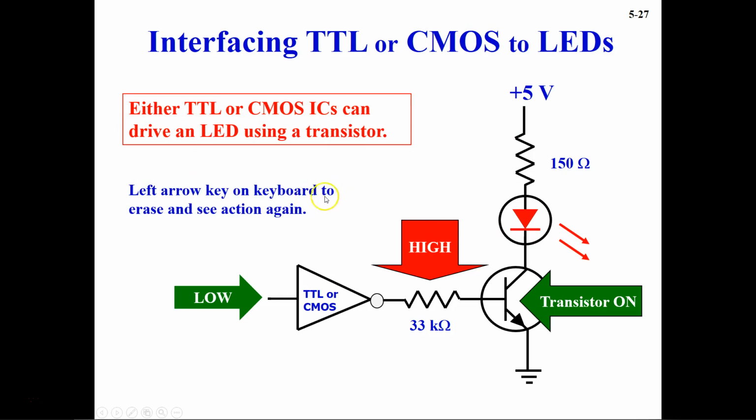Left arrow key on keyboard to erase and see the action again. You already saw that previously it was high and then it was low, and in that situation the transistor was off, and in the second case when you give the low input, then your transistor is on and the LED is turned on.